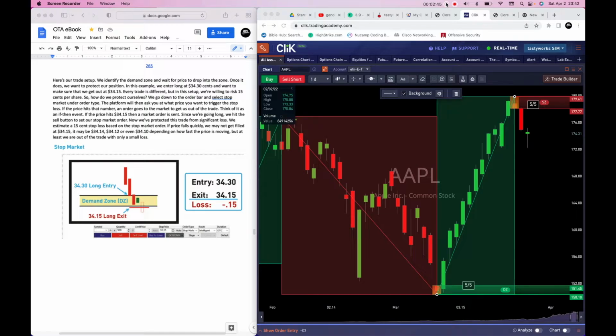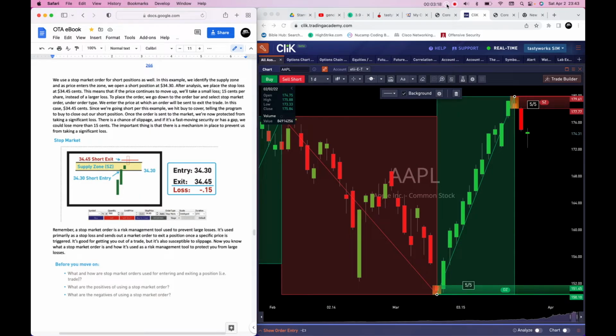We estimate a 15-cent stop loss based on the stop market order. If price falls quickly, we may not get filled at $34.15. It may get filled at $34.14, $34.12, or even $34.10, depending on how fast the price is moving. But at least we are out of the trade with only a small loss. We use a stop market order for short positions as well.